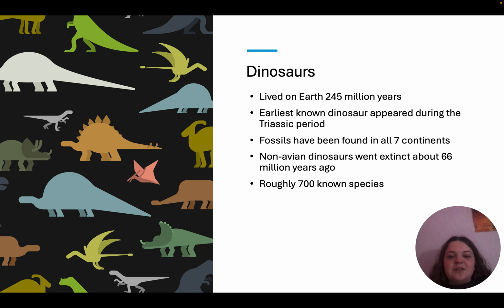Next, let's talk about dinosaurs. Dinosaurs lived on Earth 245 million years ago. The earliest known dinosaur appeared during the Triassic period. Fossils have been found on all 7 continents, and non-avian dinosaurs went extinct about 66 million years ago. There are roughly 700 known species of dinosaur.